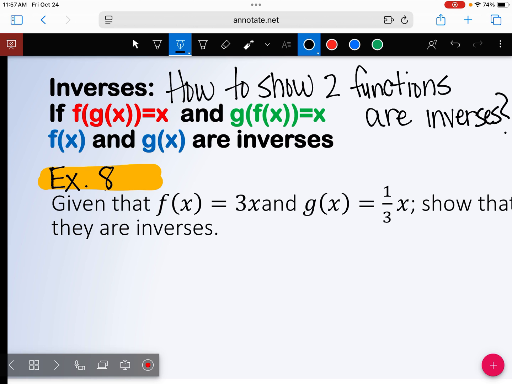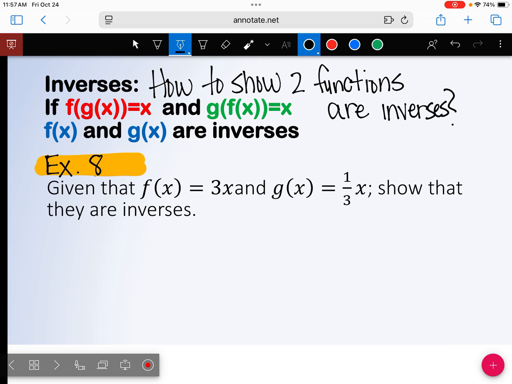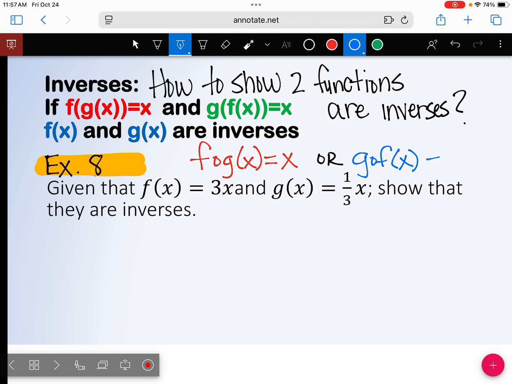So on the test or quiz, it's going to say prove that these 2 functions are inverses. And you have a choice. You can either do f of g of x. When you do this composition, you should get x. Or you can go g of f of x. So you only have to do one. You don't have to do both. But you have to show me how it simplifies down to x.